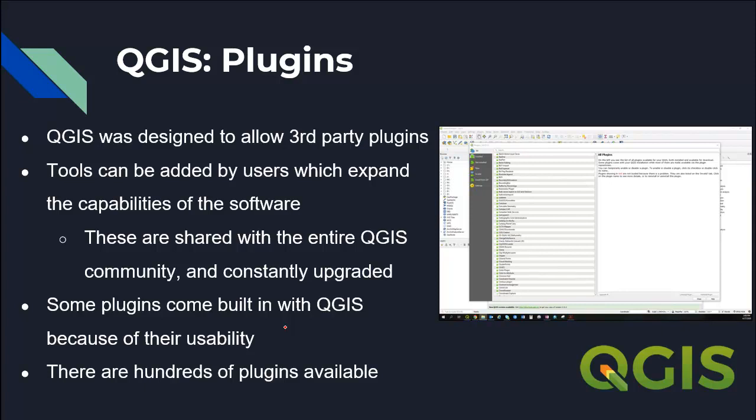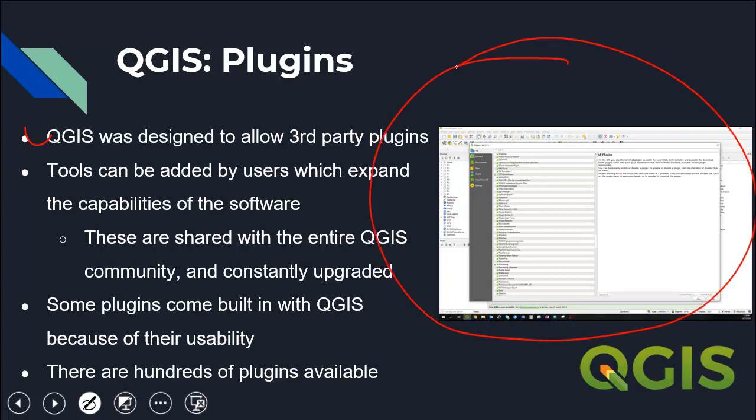So let's look at plugins. QGIS was designed to allow third-party plugins to occur. And you can see over here, I've got a whole bunch of plugins. This is the plugin window, and we're just scrolling through it. It's a GIF, so it's going over and over again. But there are hundreds of these that are third-party plugins, tools which expand the capabilities of the software. Some of the plugins come built in with QGIS, and others you can bring in from the outside.